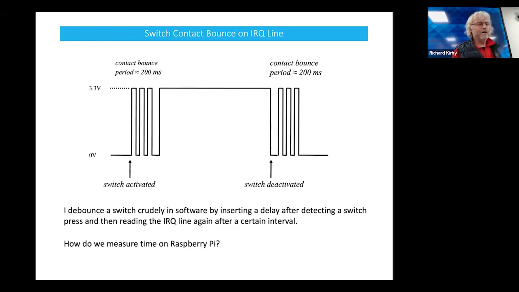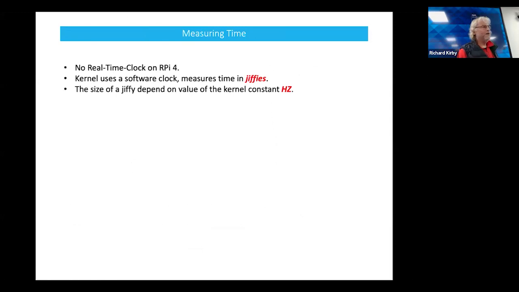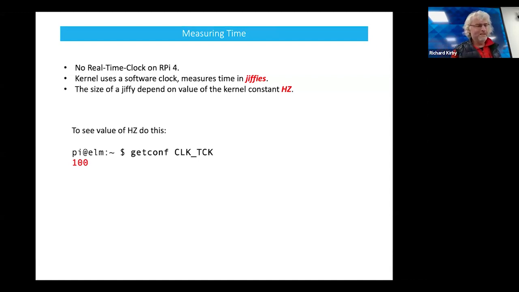And then we have to measure time. So I basically wait a couple of 100 milliseconds before I register the fact that this is a rising edge for my interrupt. On the RPi 4, there's no real time clock that comes with it, but the kernel in there uses a software clock, and it measures time in jiffies. And the size of a jiffy depends on a kernel constant called Hz or Hertz. You can see what the value of Hz is on your system. Just type getconf CLK_TCK. On my system, it's 100 Hertz. So that means a jiffy is 0.01 seconds.